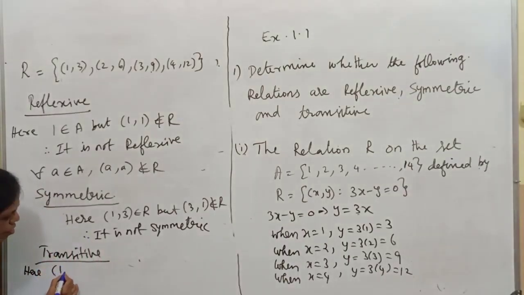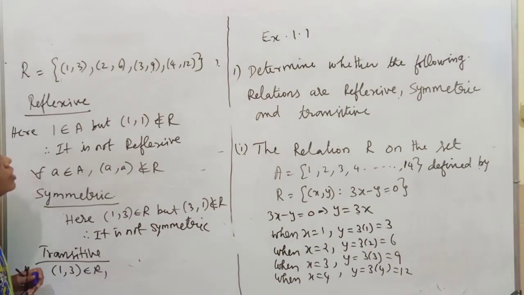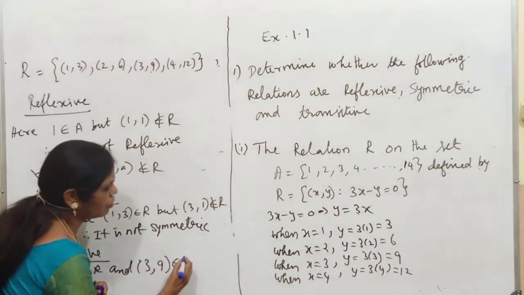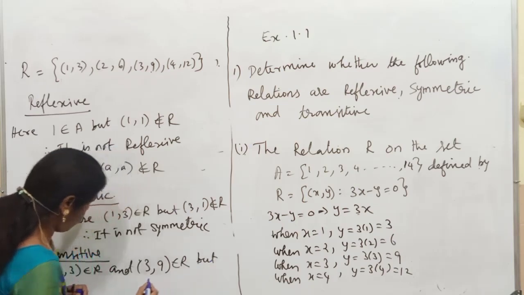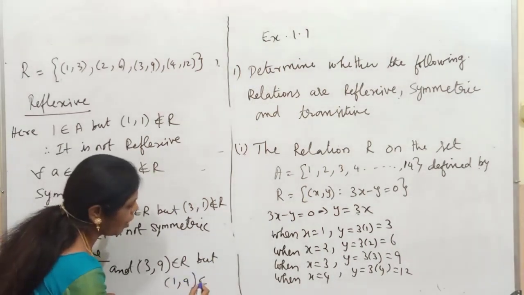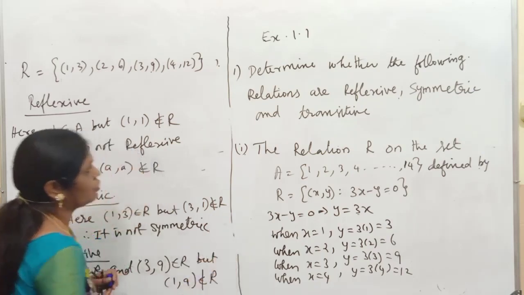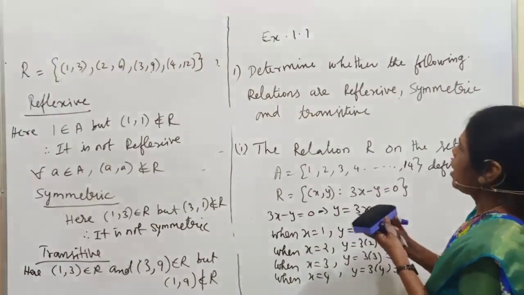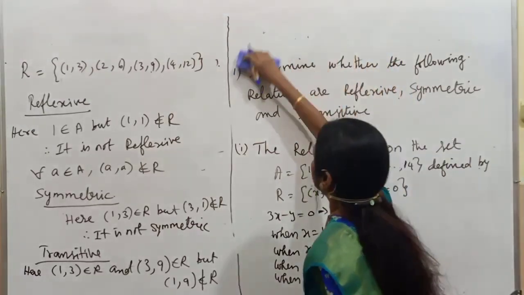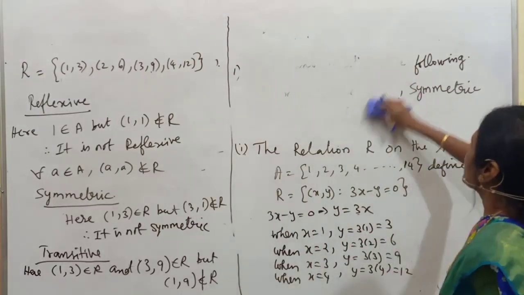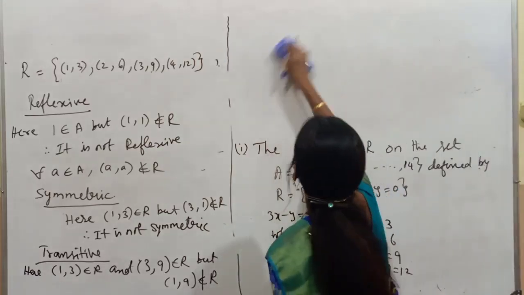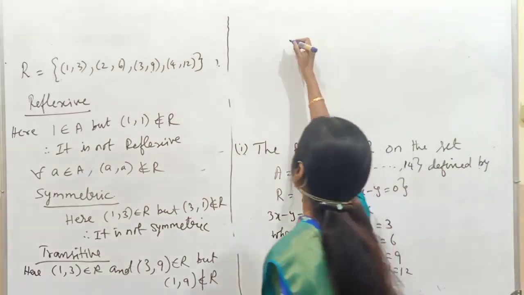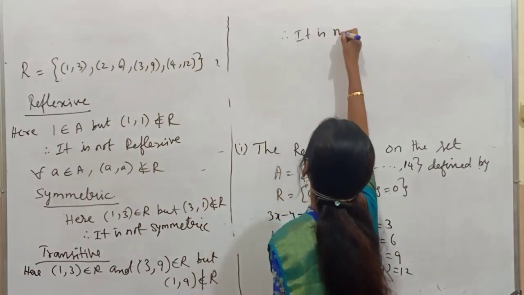So here 1 comma 3 belongs to R and 3 comma 9 belongs to R, but 1 comma 9 does not belong to R. So in general, how can you say that? Therefore, it is not transitive.